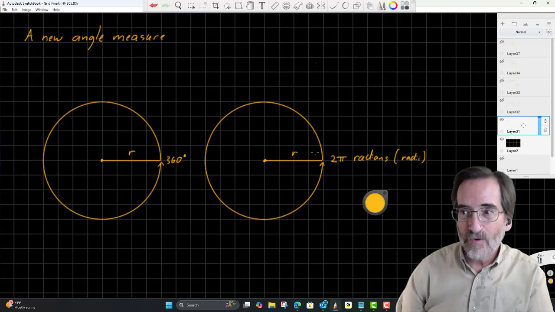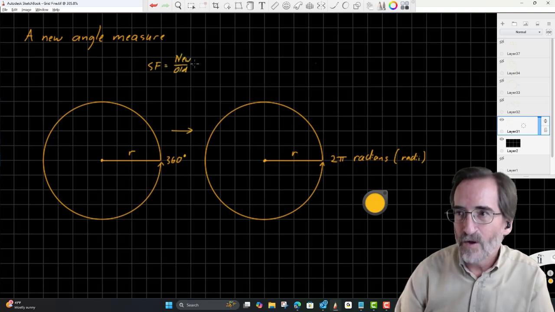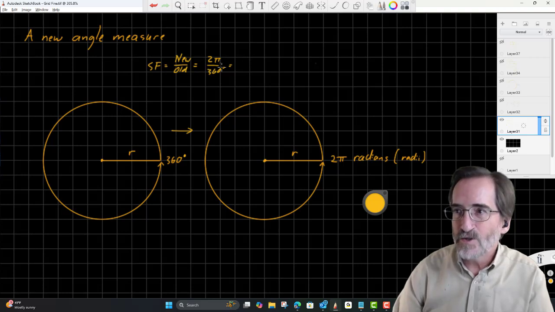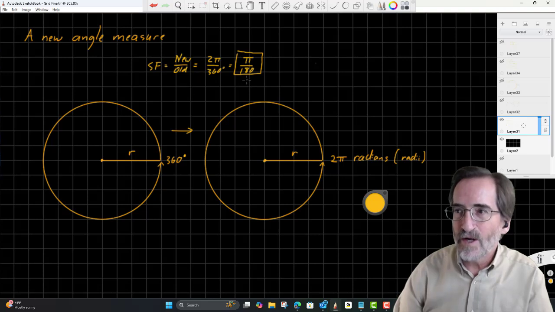Now these are proportional, so let's set up a proportion. If I want to convert from degrees to radians, I'm going to take new divided by old. Remember our scale factor? New divided by the old. The new measure is 2 pi radians. The old measure is 360 degrees. So the scale factor to convert from degrees to radians is 2 pi over 360. Let's reduce that by dividing top and bottom by 2. That gives me pi over 180. So pi over 180 is the scale factor to convert from degrees to radians.